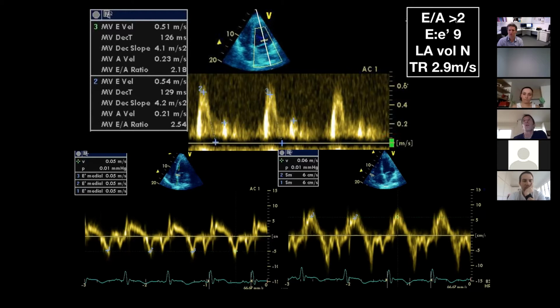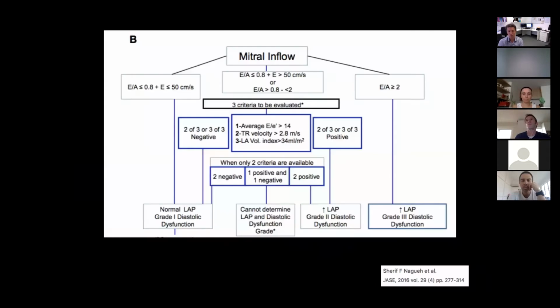So we've got an E to A that's greater than 2, which suggests severe diastolic dysfunction. We've got an E to E prime that is less than 15, which suggests that we don't have elevated left atrial pressures. We've got a left atrial volume that is normal, which goes against the diastolic dysfunction guidelines. But the problem with these patients is that potentially we're dealing with acute diastolic dysfunction. And then we've got a TR velocity which is greater than 2.8. So this is all fitting in with these guidelines that are freely available.